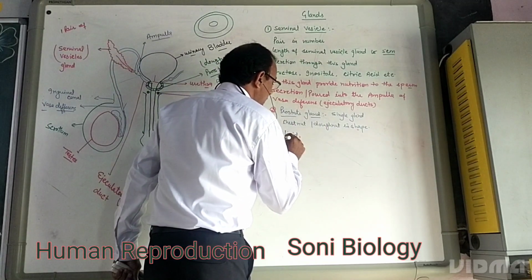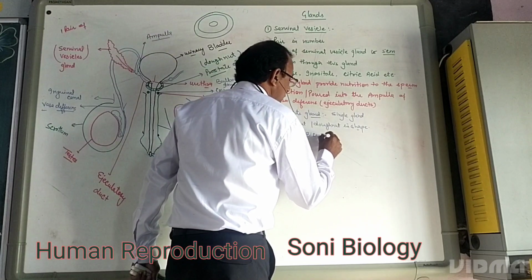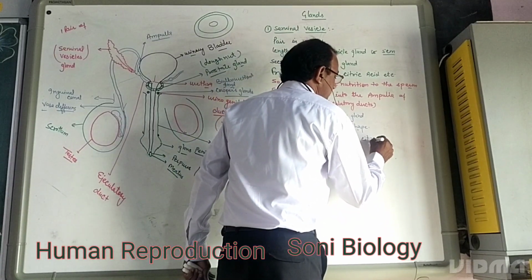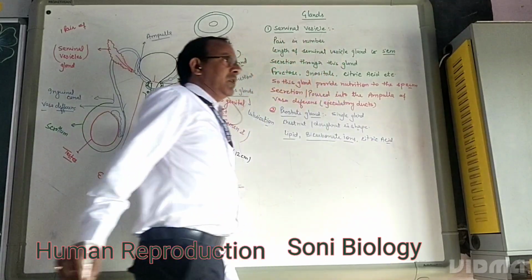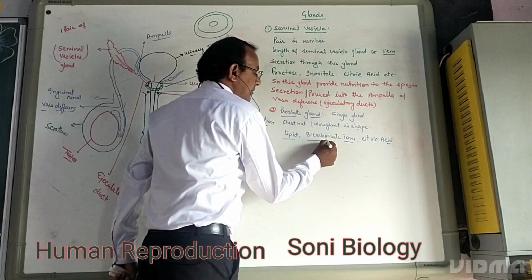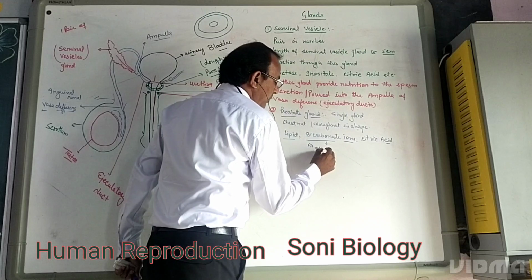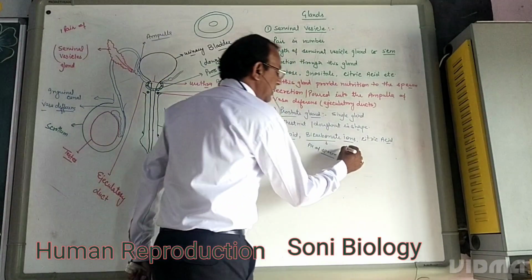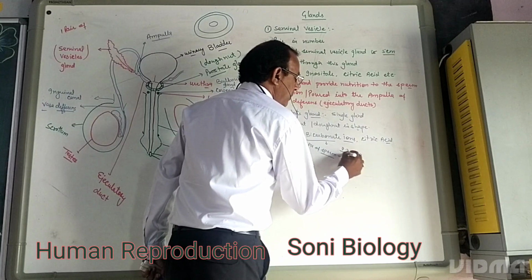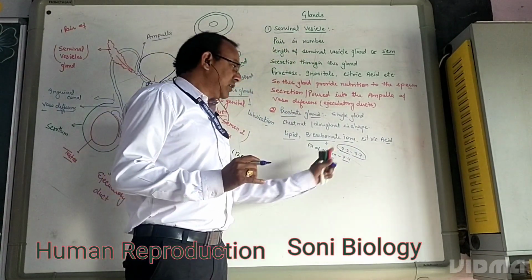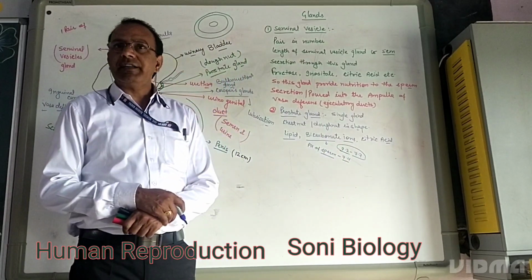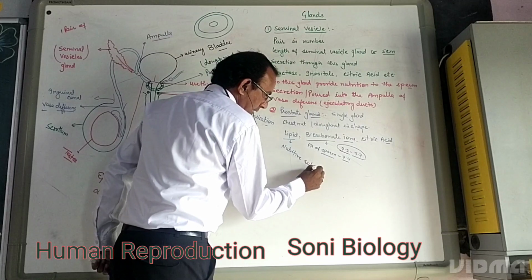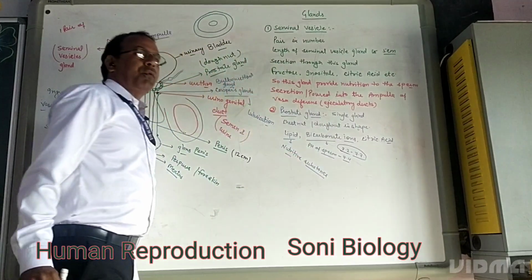Lipid, bicarbonate ions and some amount of citric acid. These bicarbonate ions give the semen a pH of 7.4, or we can say 7.2 to 7.7. The pH of semen is 7.2 to 7.7, due to the presence of bicarbonate ions. Lipid provides nutrition. It is the nutritive substance for the sperm.